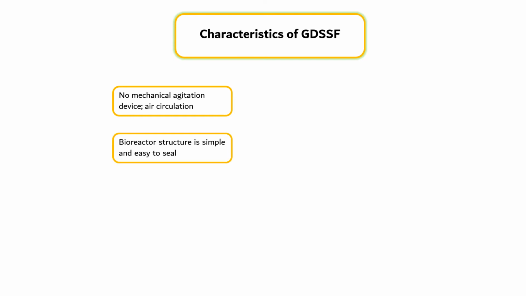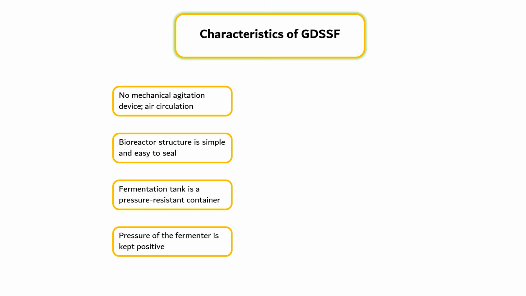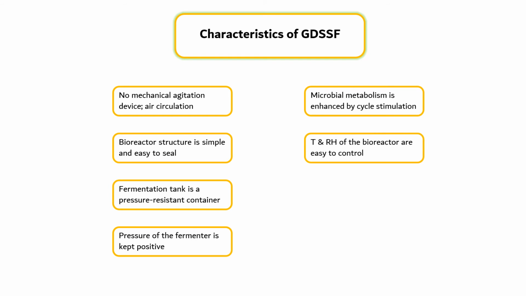There are several important characteristics of gas double dynamic solid-state fermentation. First, no mechanical agitation device; the transfer of mass and heat is achieved by air circulation. Second, the bioreactor structure is simple and easy to seal. Third, the fermentation tank is a pressure-resistant container which can be sterilized by steam pressure. Fourth, during the fermentation process, the pressure of the fermenter is kept positive, which makes it easy to keep sterile. Fifth, the microbial metabolism can be enhanced by cyclic stimulation. Sixth, the temperature and humidity of the bioreactor are easy to control. And last but not least, the fermentation process is automated.